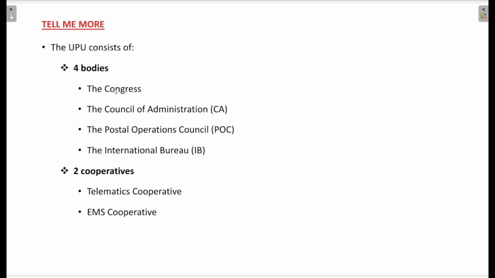So there are four bodies under the Universal Postal Union. The first one is the Congress, then the Council of Administration, the Postal Operations Council, and the International Bureau. So these are the major organizations below the Universal Postal Union, and two cooperatives. The first one is the Telematics Cooperative, and next is the EMS Cooperative.